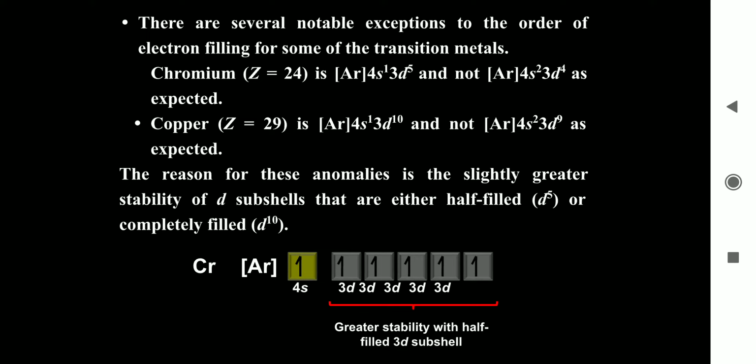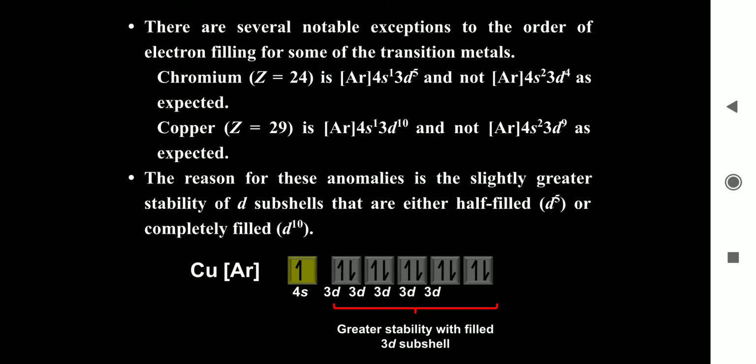As per Hund's principle, the copper atom gains extra stability by having its d subshell completely filled. Therefore, an electron from the 4s orbital is transferred to the 3d orbital so that the d orbital becomes completely filled. The observed electronic configuration of copper will be 1s2, 2s2, 2p6, 3s2, 3p6, 4s1, 3d10 or argon 4s1, 3d10. So, copper gains extra stability with the d10 configuration.